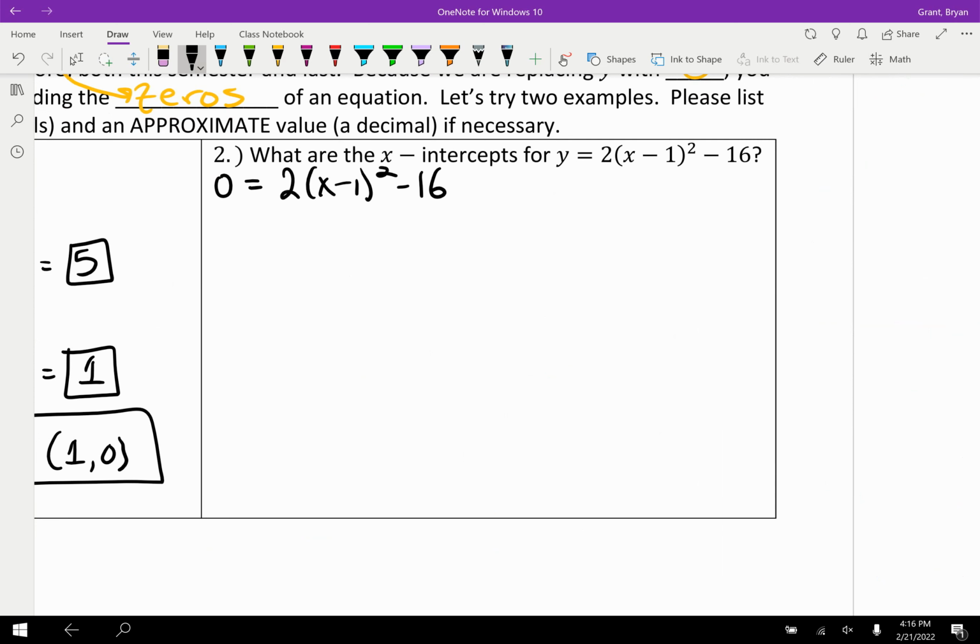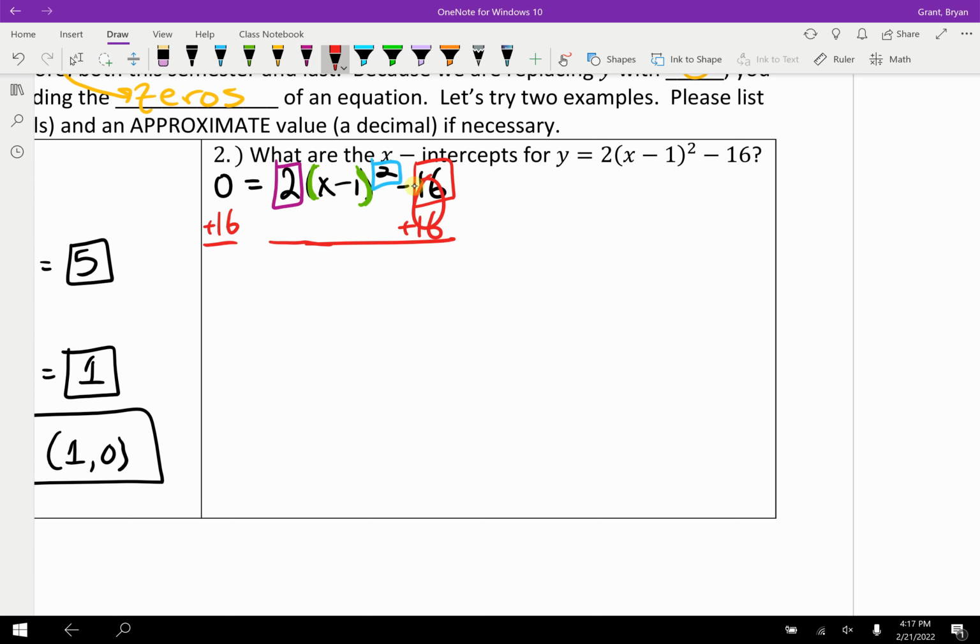Nothing terrible, and then again we'll follow SADMAP. So I'm just going to identify how they're attached: subtraction, multiplication, exponent, and the last part is the parentheses. Let's undo the subtraction first. We add 16 to each side.